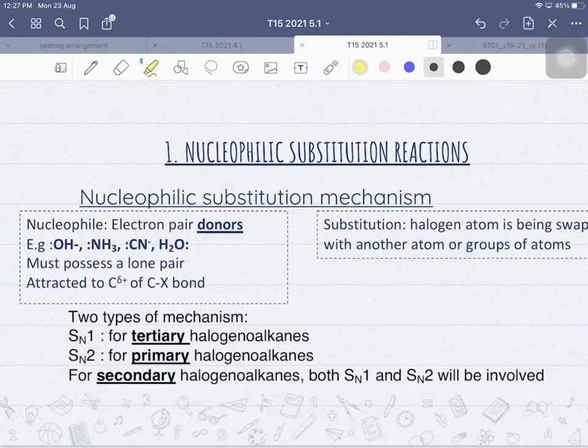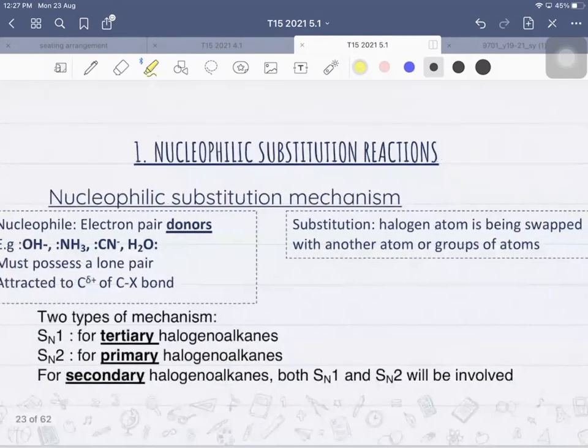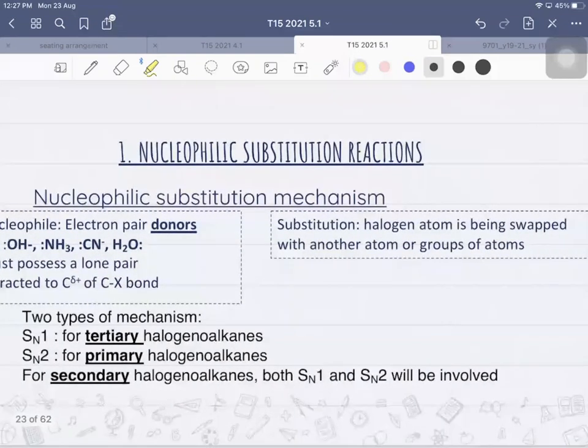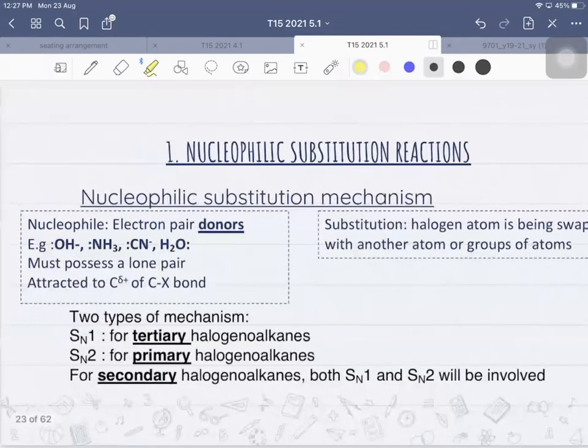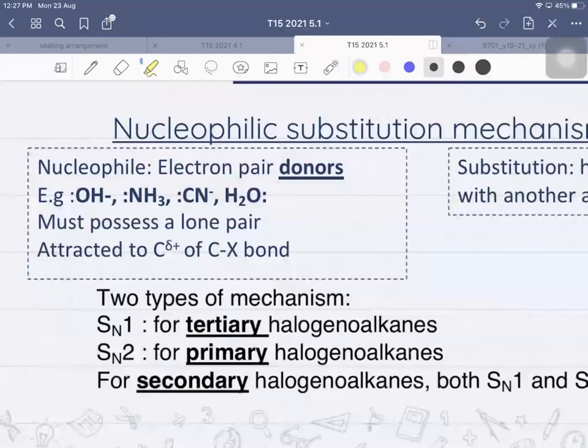So what is the criterion for being a nucleophile? You need to have a lone pair of electrons that you can donate. Okay, right. The definition of substitution: the halogen atom is being swapped with another atom or group of atoms. I'm sure you all know that already. Electron pair donor is the definition for nucleophile.